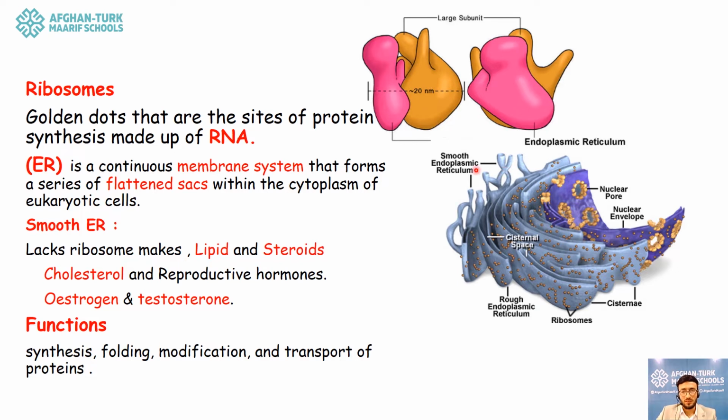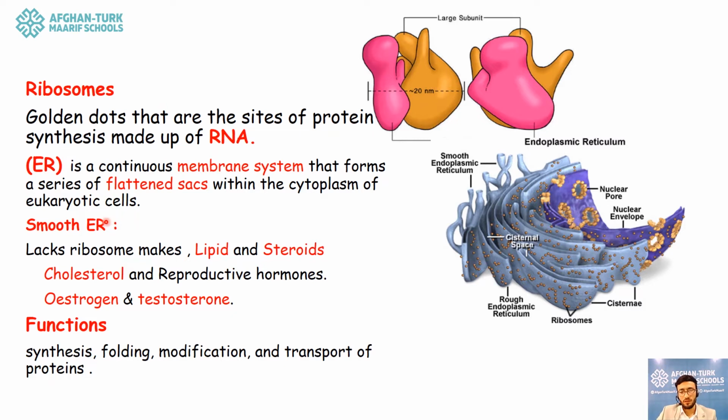So what is the ribosome? The ribosome is the place where proteins are synthesized. It means ribosomes possess the special function of making proteins. What about the function of the endoplasmic reticulum, the rough one and the smooth one? We can say that the ER, or endoplasmic reticulum, is a continuous membrane system that forms a series of flattened sacs within the cytoplasm of eukaryotic cells.